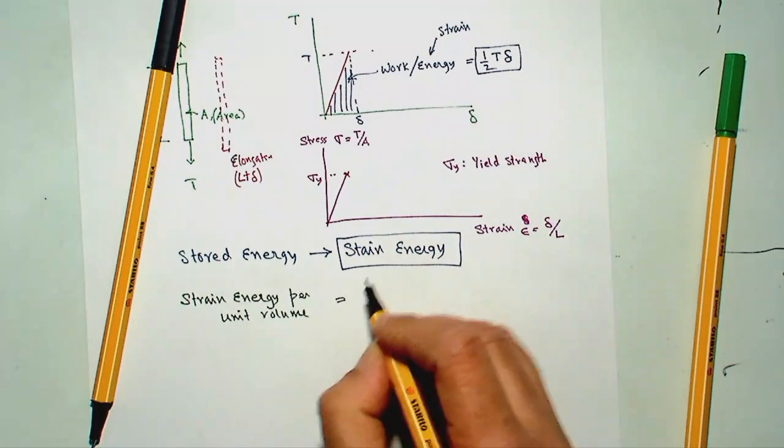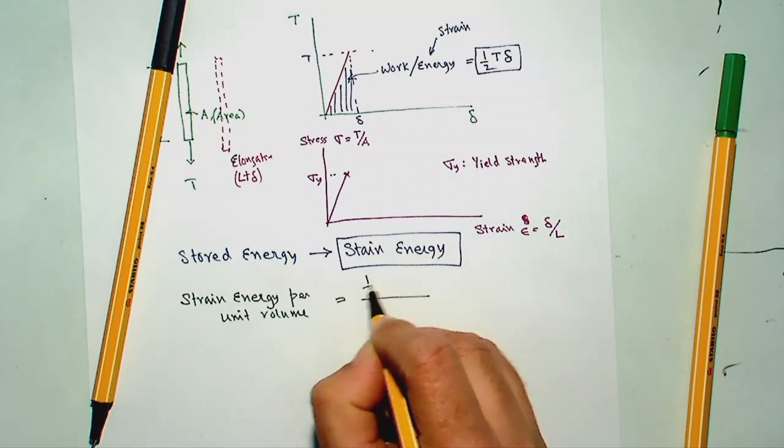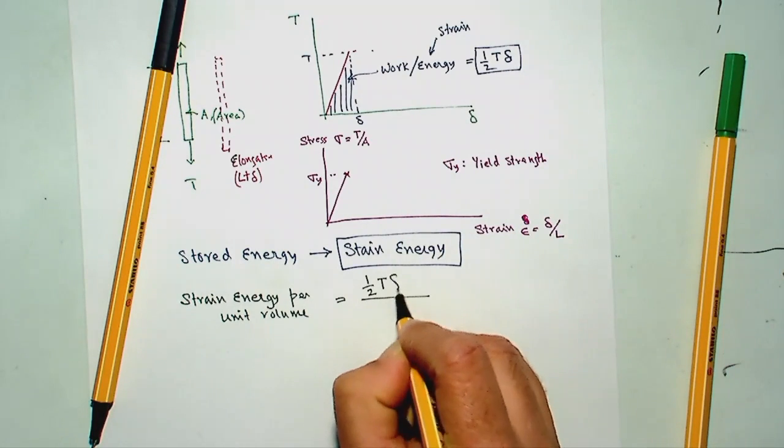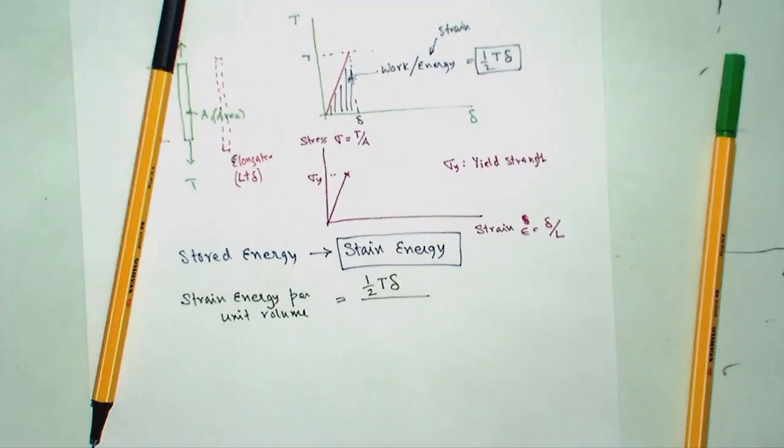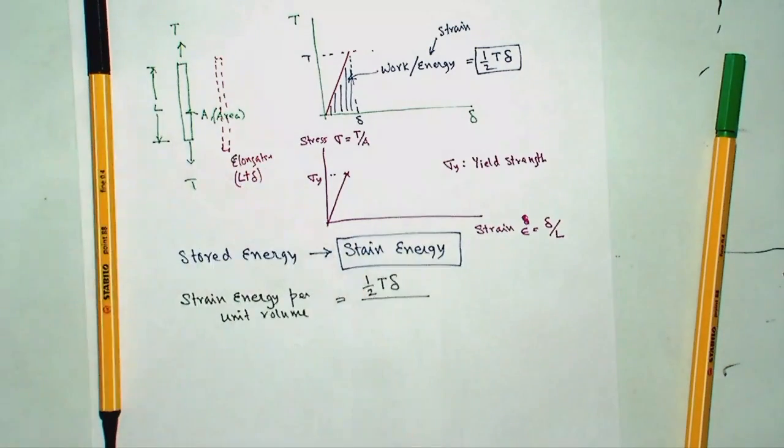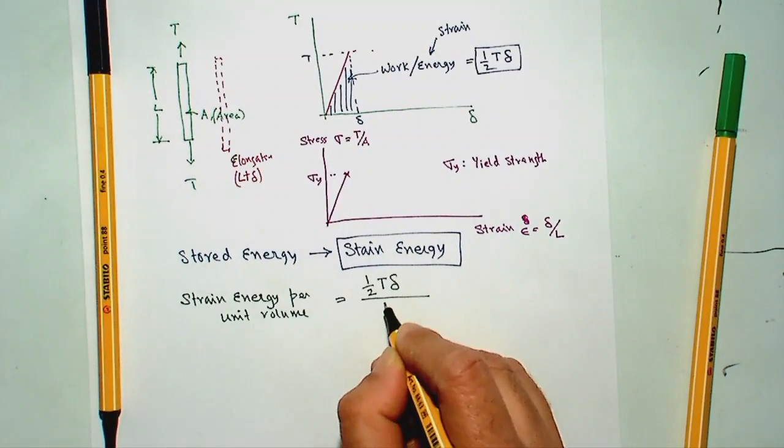So we know strain energy is half T delta. That's the work done, same as strain energy. What is the volume of this material? The length is L and cross-sectional area is A. So the volume is A times L.